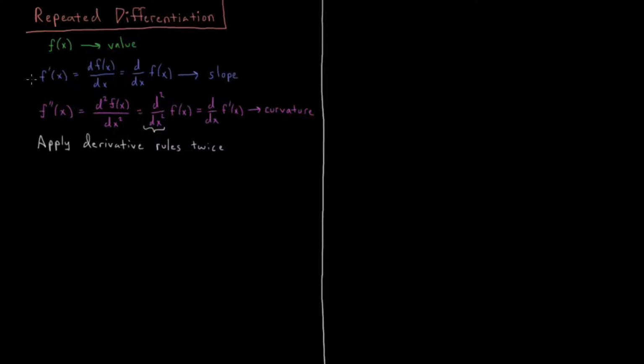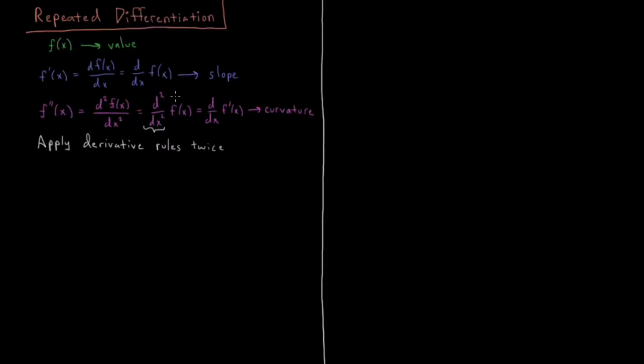So f prime of x is what we call the first derivative, d dx, and f double prime would be the second derivative, d squared dx squared, and that is the derivative of our derivative. The second derivative gives us ideas about the curvature. It tells us how our slope is changing, so how our function is either curving up or curving down.